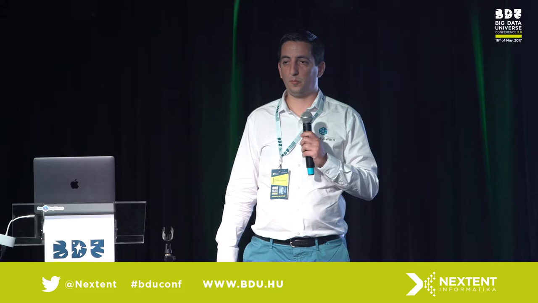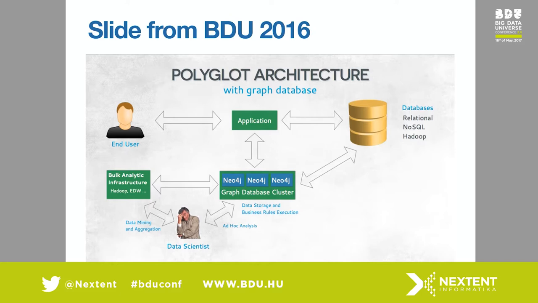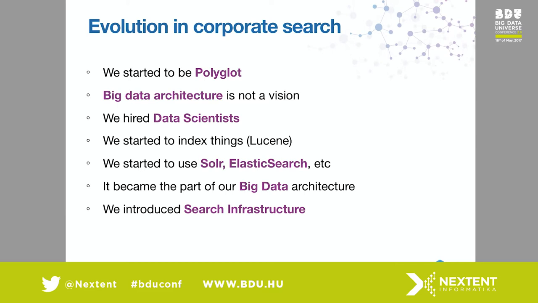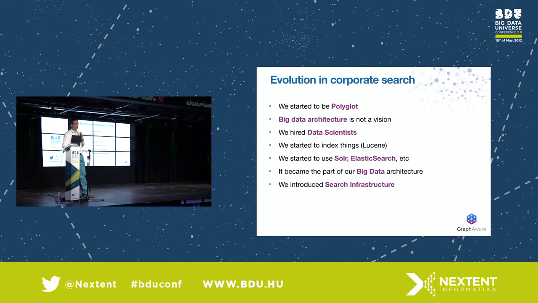And what about the search we are doing in our applications, in our online services, or in corporate environments? Last year, this is a slide from my presentation, we started to use the polyglot architecture, which means we have different databases for different purposes. That's cool, but how to proceed from this? So in corporate search, we started to use different databases. That's cool. We have a big data architecture. It's not a vision anymore, most companies have this infrastructure. They started to use it for fancy things. We hired a lot of data scientists. I think there are some here in the room too.